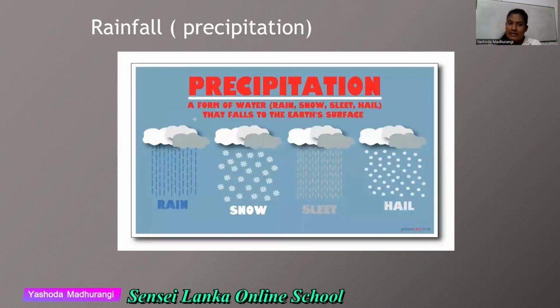So can you see them? Rain is one method. Water comes from the sky as rain. Rain, it is the rainfall. And then water comes as snow.